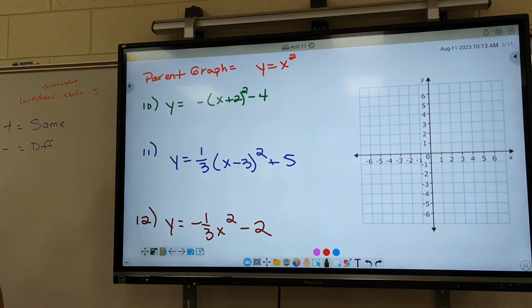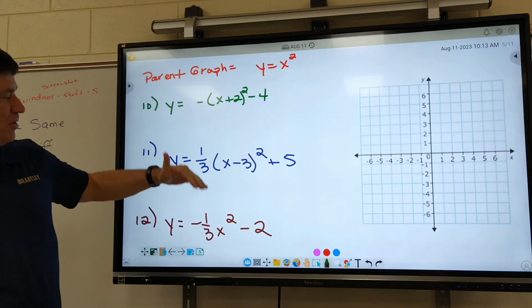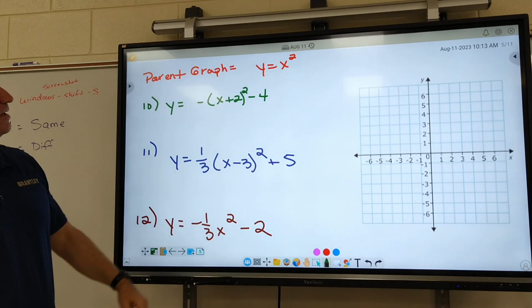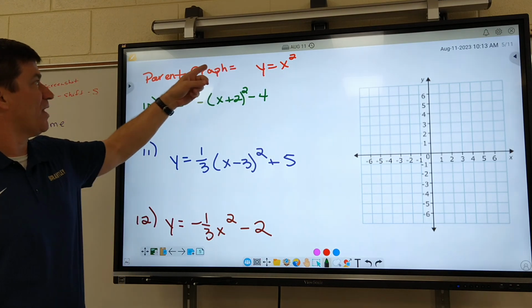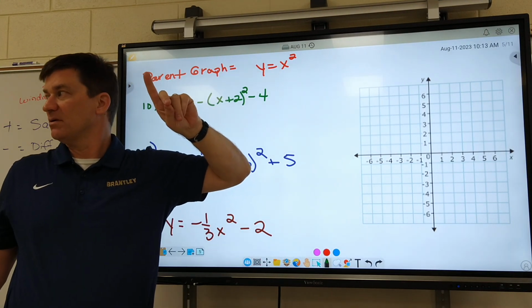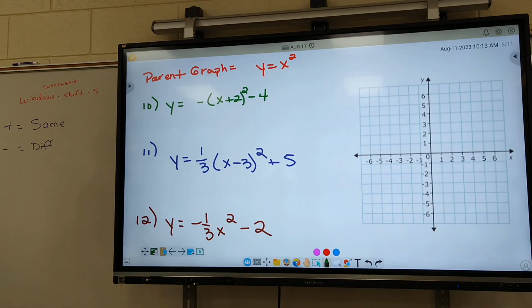All right, on the back it looks like what I have on the board. They want you to graph the parent graph and then graph each one of these. It's going to be pretty similar to the parent graph. So first thing, let's do, you guys are supposed to know what that graph looks like if it's an x squared. Does anybody remember that from last year? All right, you're supposed to know, but if you forgot it, you can plug it in your calculator, it will do it for you.